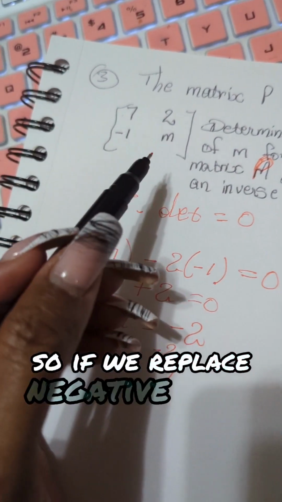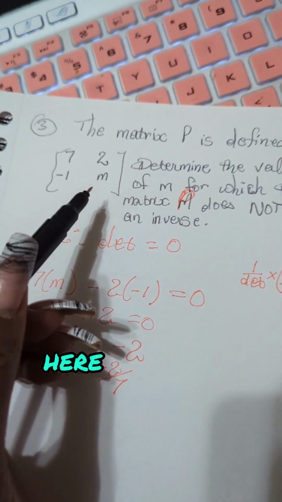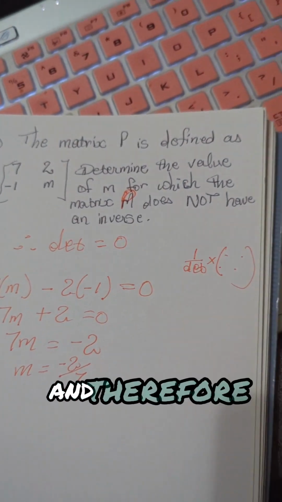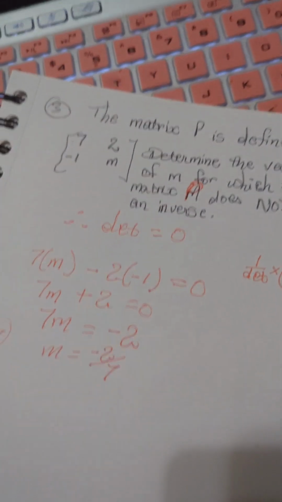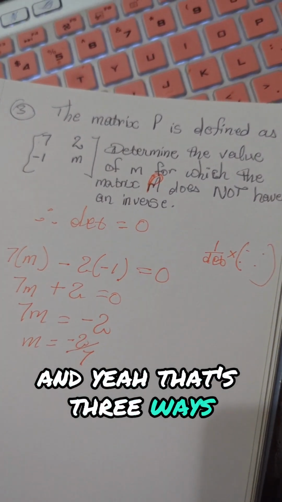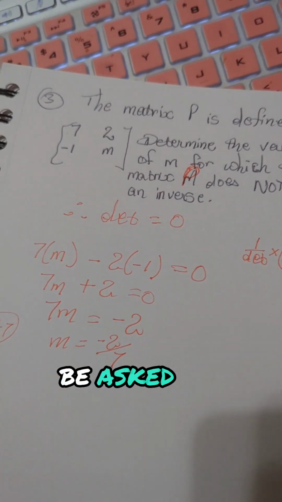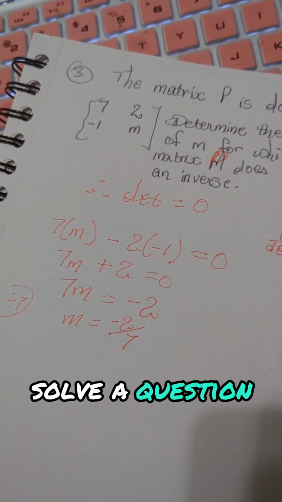So if we replace M with negative 2 over 7 here, we get a determinant of 0, and therefore we have no inverse. And yeah, that's 3 ways in which we can be asked to solve a question the same way.